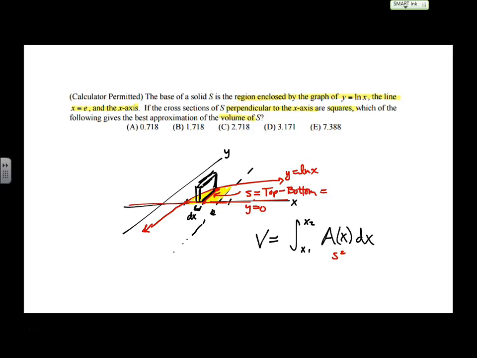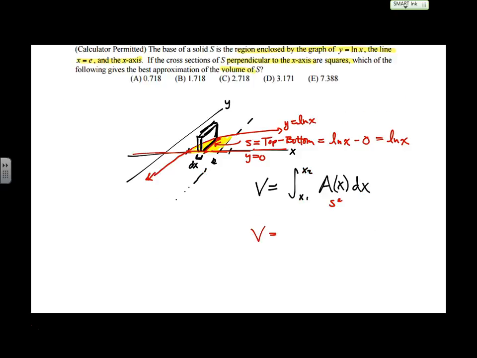So the top minus bottom, I have ln of x minus 0, which does end up just being ln of x. If that's my side, then I just need to plug into my volume formula and say, oh, side, ln of x, squared, dx. And we'll come back to what you guys said were my bounds. What are my bounds? Yep, so we're going from 1 to this cutoff point, which would be e. So we're going to throw that in from 1 to e.